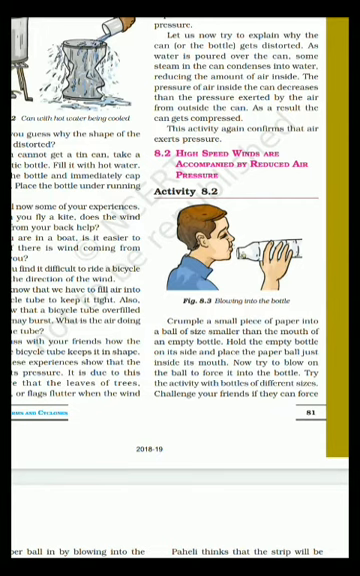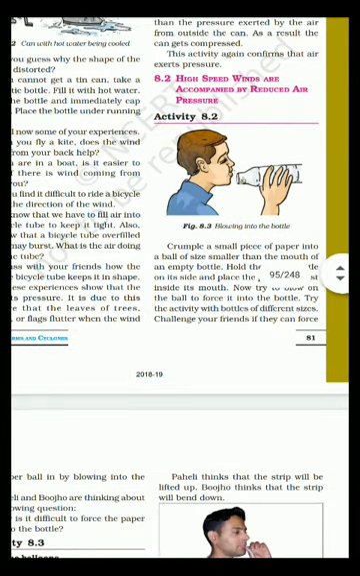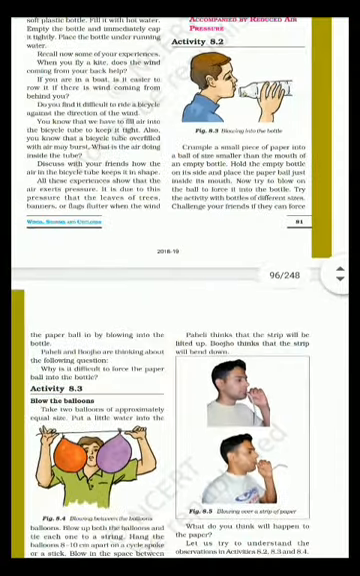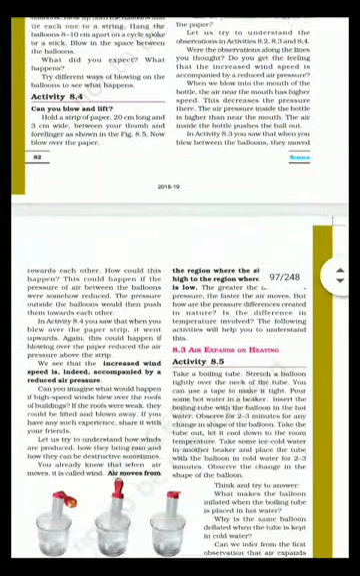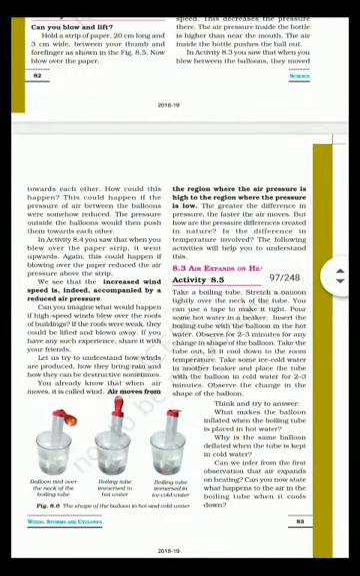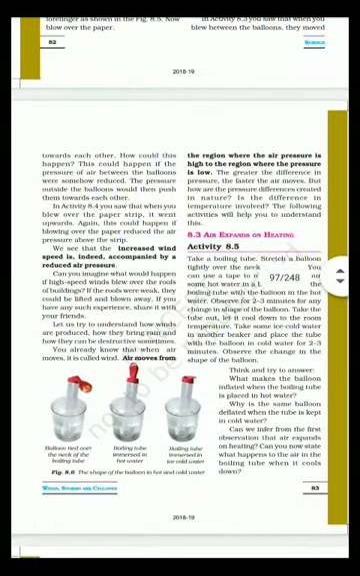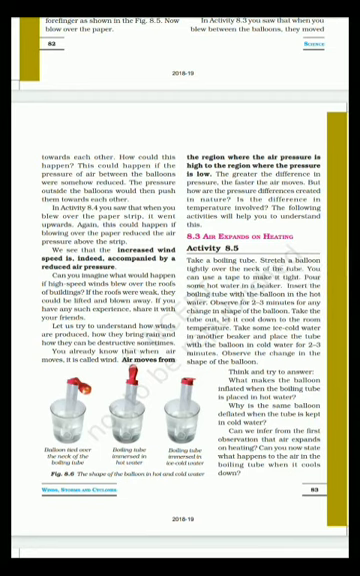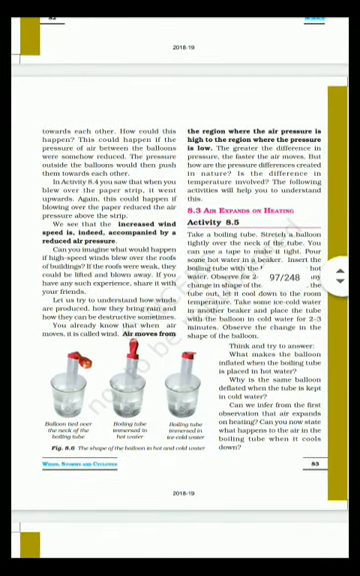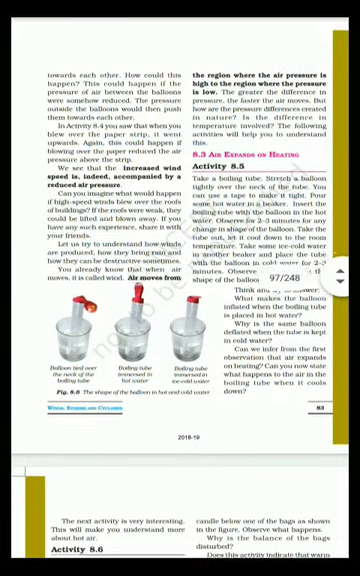Next, high-speed winds are accompanied by reduced air pressure, like when blowing into the bottle. The increased wind speed is indeed accompanied by a reduced air pressure. So it's a fact to remember. We see that the increased wind speed is indeed accompanied by reduced air pressure.